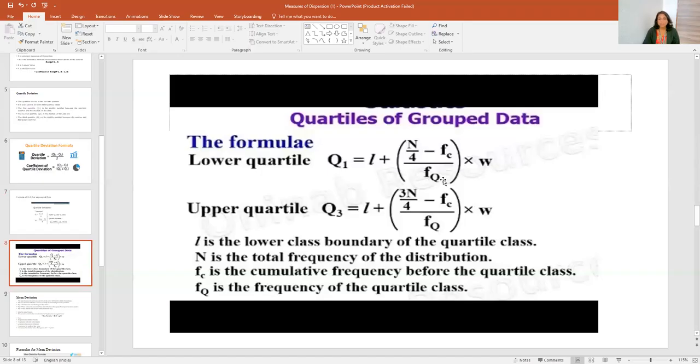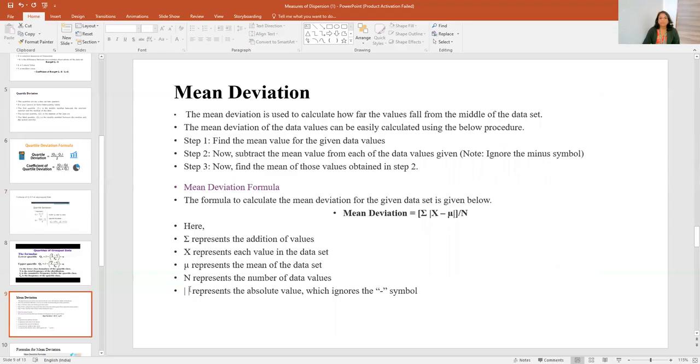And the frequency of the quartile class, that's why it has been represented as Q. And W will be the width of the class interval. We can calculate with this formula.